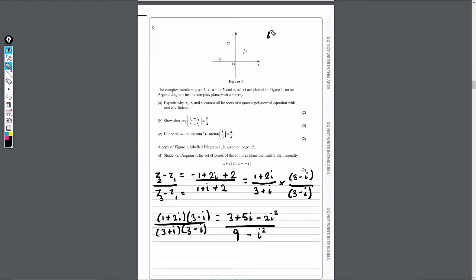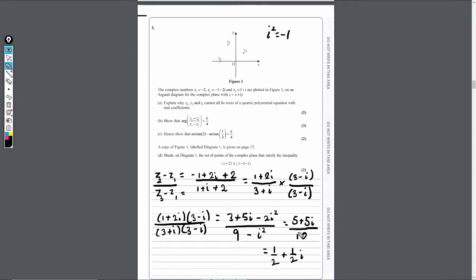And remember, i squared is equal to minus 1. Okay, so minus 2 lots of minus 1, that's going to be plus 2. So my numerator now, in this case, that's going to be 3 plus 2 plus 5i, so I'm going to get 5 plus 5i on the numerator. My denominator will be 9 minus minus 1, so that's 9 plus 1, giving me 10. Okay, so simplifying this now, I'm going to get a half plus a half i.